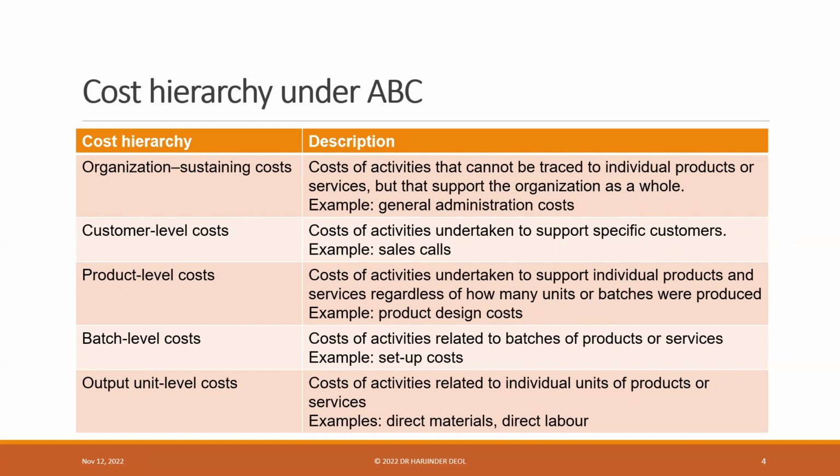Next, you have product level costs, which are costs of activities undertaken to support individual products and services without reference to how many units or batches of such products would be. An example of that would be the product design costs. Then costs could be grouped at the batch level, which are costs of activities related to batches of products or services. An example of that would be setup costs. And finally, costs that can be traced to individual output unit level. Examples of these would be direct materials, direct labor.